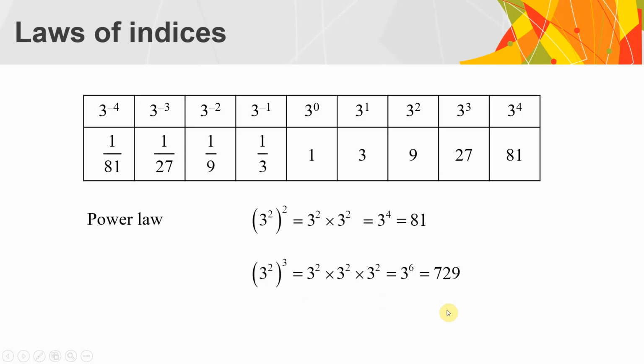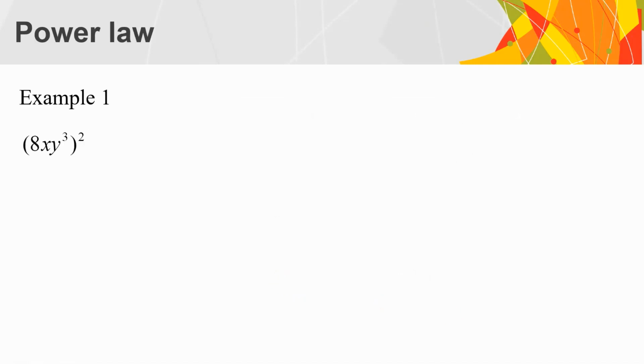Alright, so let's look at some examples. The first one, 8x to the power y to the power 3, squared. It means we multiply this with the same thing. Notice the number must be squared as well, because at the end it is 8 times 8, and x times x, we get x squared. y to the power 3 times y to the power 3, we get y to the power 6. So we can also write in this form: 8 squared, x squared, and y to the power 6.